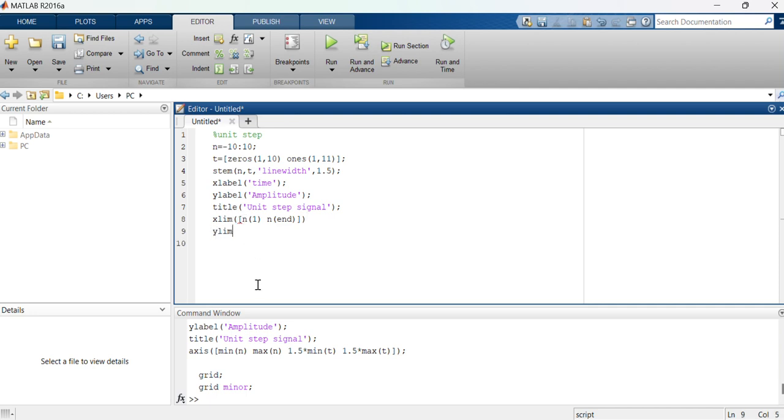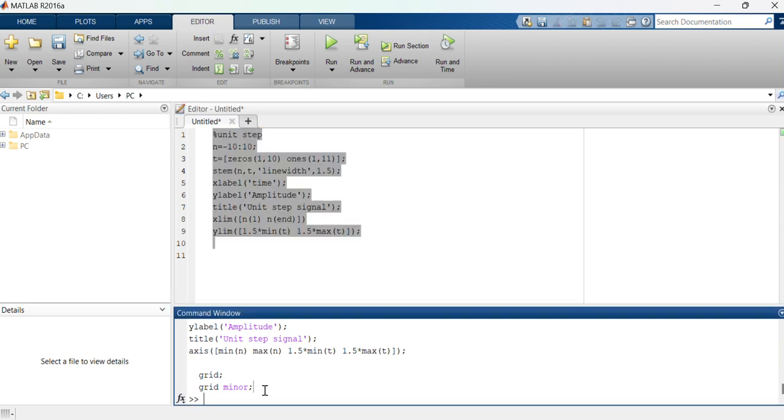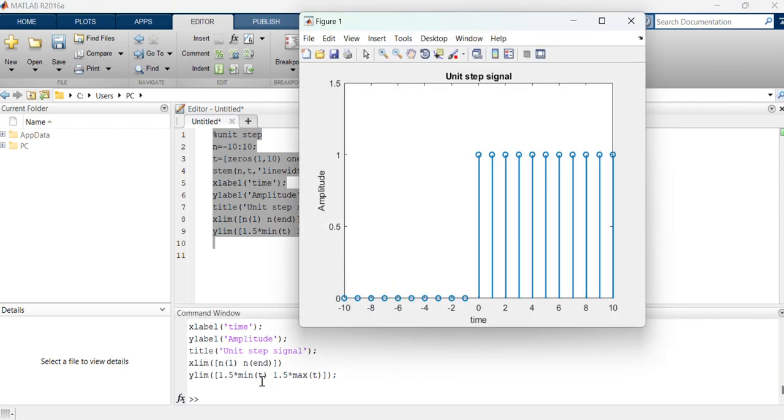Now the y lim, which is 1.5 times the minimum, which is t, and 1.5 times the maximum, t. Okay, now let's give it a try. And here it is. So it's the same. You could use the x lim or y lim, or the other one, which was the axis.